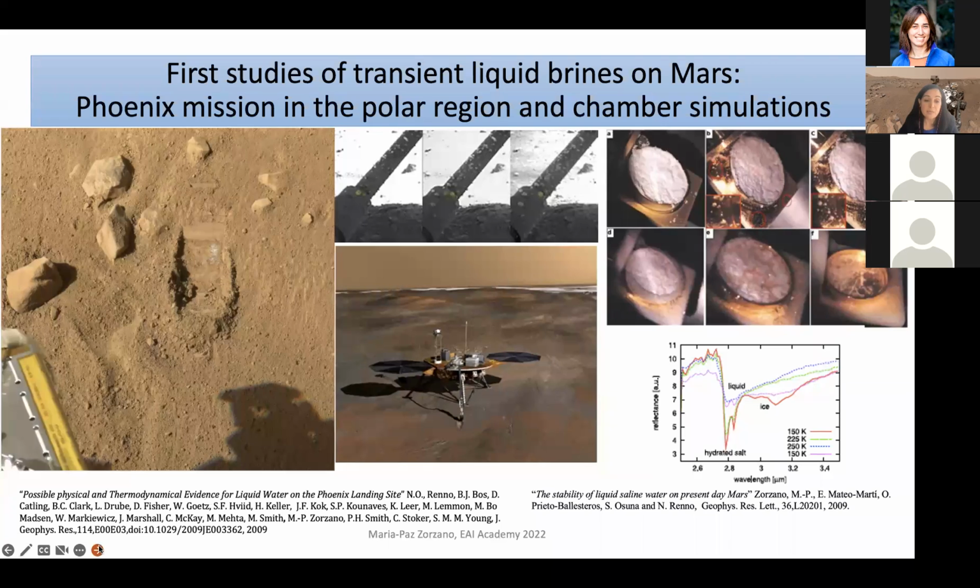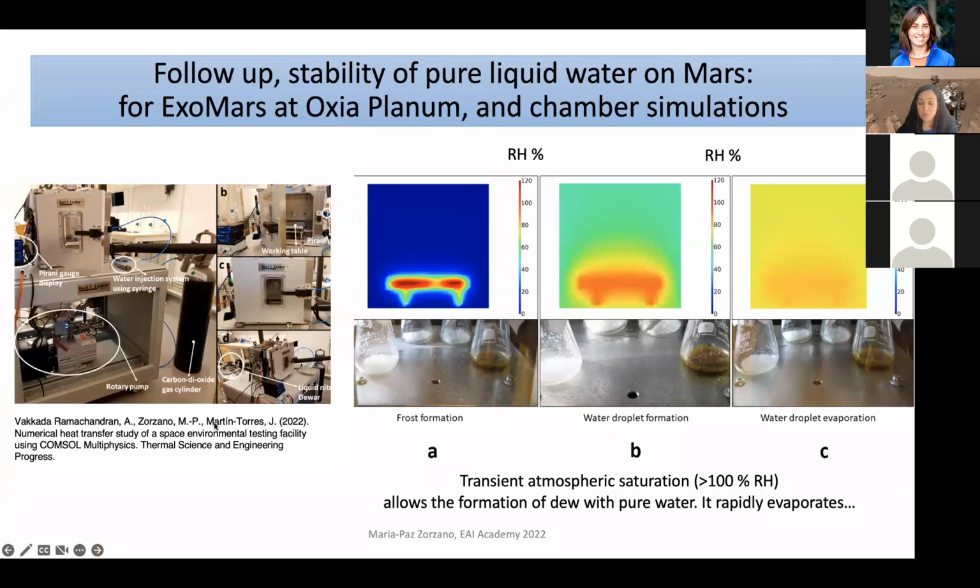Now, this has been investigated more in depth as we started planning the ExoMars mission to Oxia Planum. In order to investigate this, a specific chamber with control of the relative humidity in the full chamber was designed. What I'm showing here is a similar example, but here for Oxia Planum, we are injecting water vapor, and I want you first just to focus on what happens in the table.